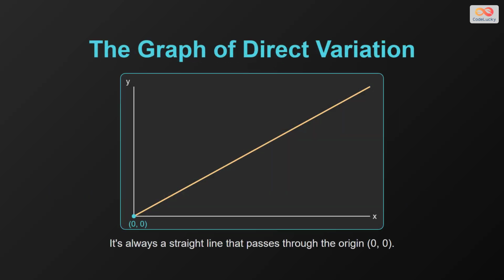When you plot the relationship of a direct variation on a graph, you will always get a straight line. What's more, this line will always pass through the origin, which is the point where the x and y axes meet at coordinates 0, 0.